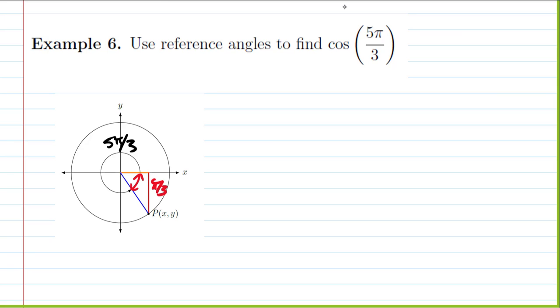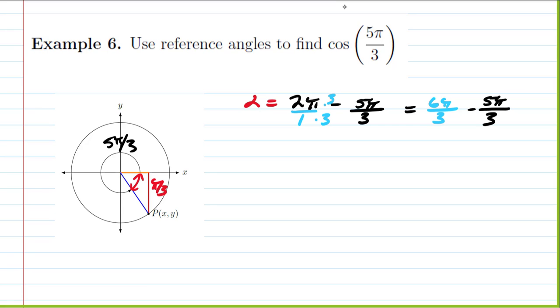And we can check using our formula. Alpha would equal 2 pi take away 5 pi over 3. So getting a common denominator, we'd have to multiply the top and the bottom by 3 to get 6. And that would give us 6 pi over 3 minus 5 pi over 3. And 6 pi take away 5 pi is going to be 1 pi, or just pi over 3, which is indeed what we got for our reference angle.